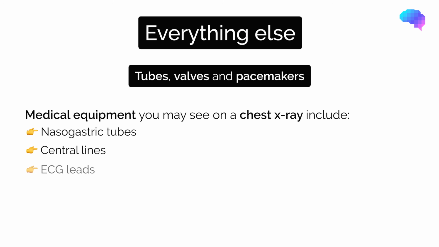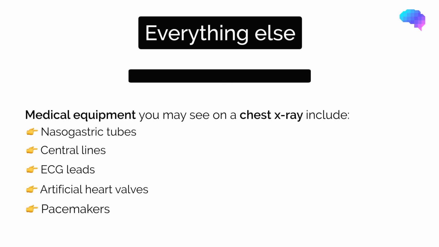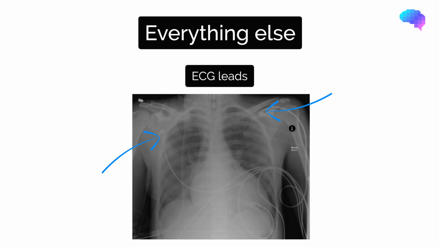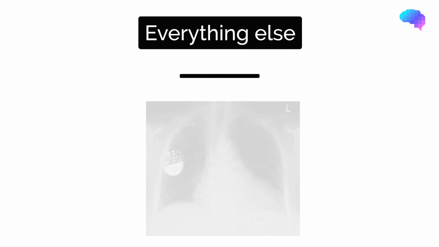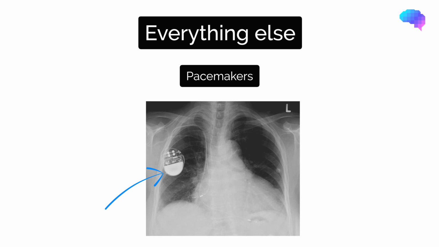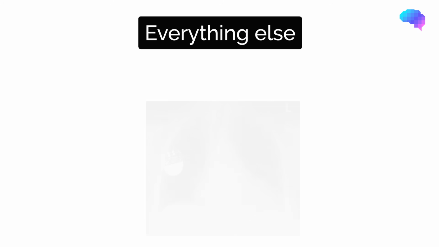Some of the most common pieces seen in exams include nasogastric tubes, central lines, ECG leads, artificial heart valves, and pacemakers. In this film, you can clearly see ECG leads that have been clipped onto the patient. In this film, you can see a pacemaker on the right-hand side. This is usually placed under the skin and will often be connected to 1, 2, or 3 leads corresponding to an atrial and/or ventricular electrode.